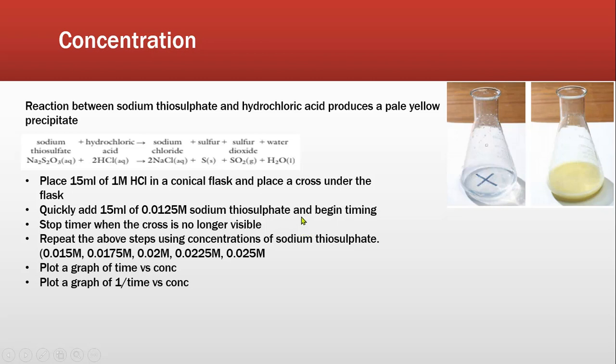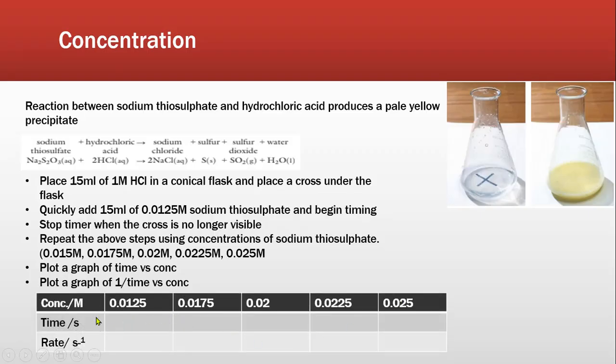So when you time that, then you repeat the experiment using different concentrations of the thiosulfate, right? So you're using 0.015, 0.0175, and so on. You're just increasing it. Then we will plot a graph of time versus concentration, and then plot another graph of the reciprocal of time versus concentration.